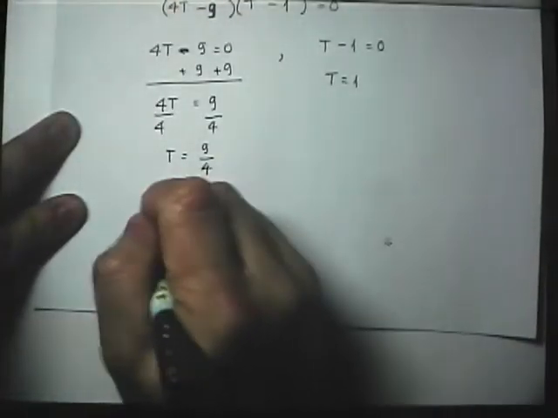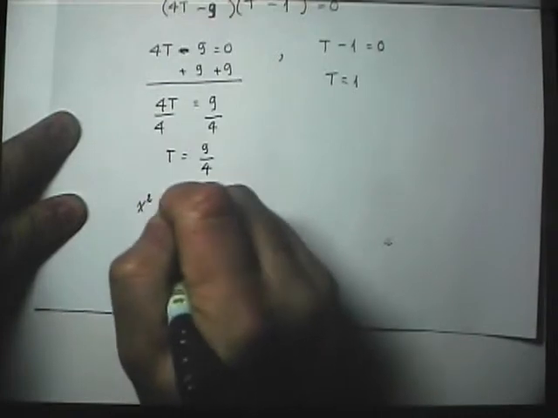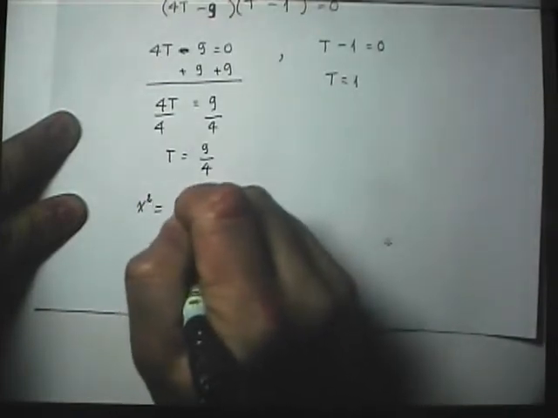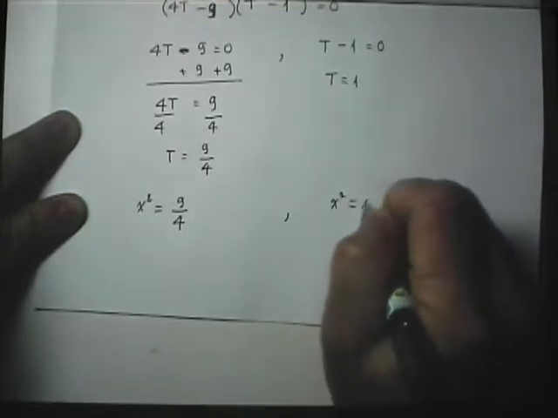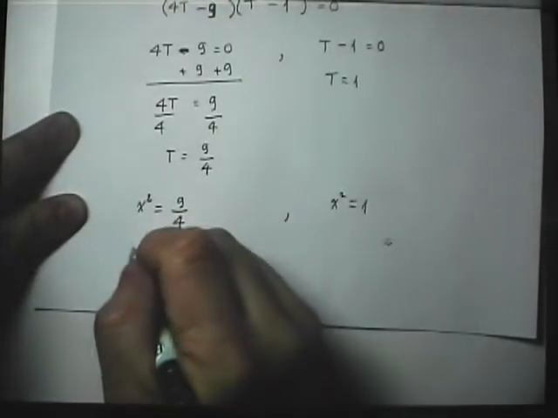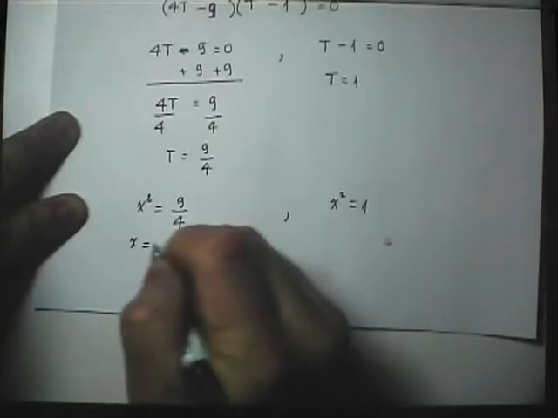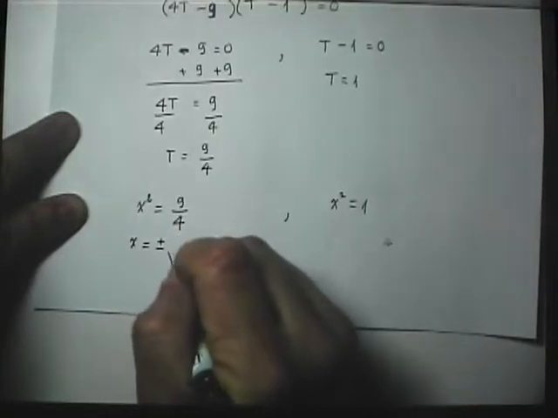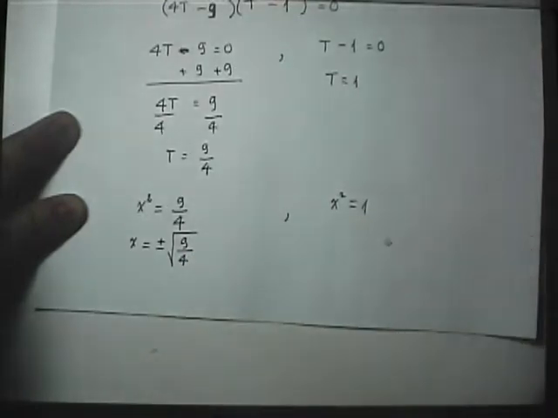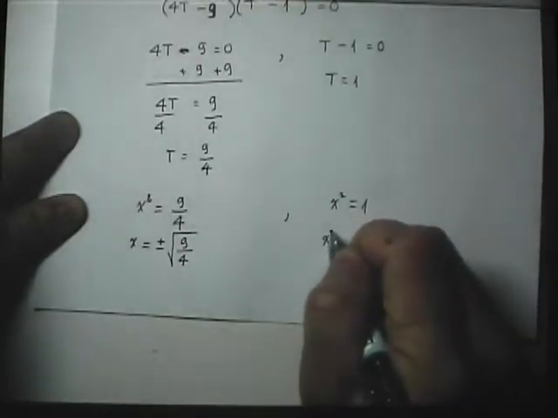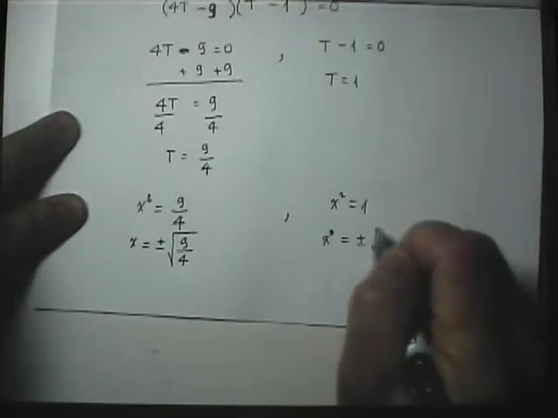So that means we're producing for ourselves 2 sub-equations. x squared equals 9/4 on one hand, or on the other hand, x squared equals 1. So at this point here, now we can just simply use the square root property to solve for x again. So x equals plus and minus square root of 9 over 4, and the other equation x equals plus and minus square root of 1.